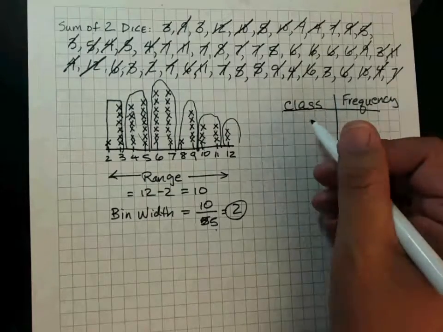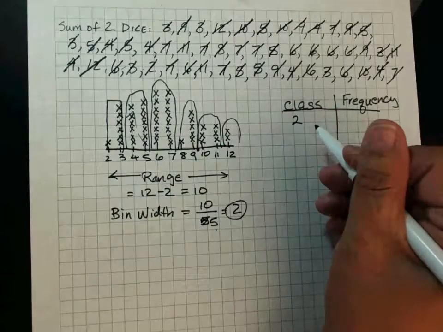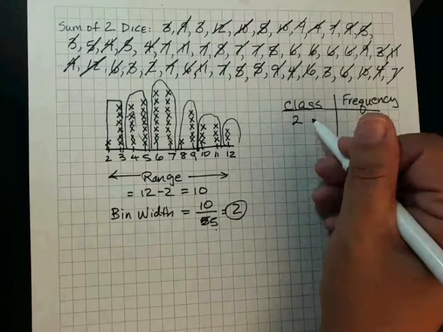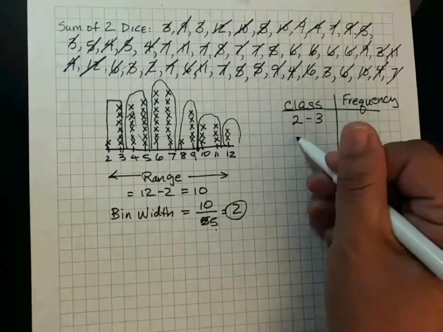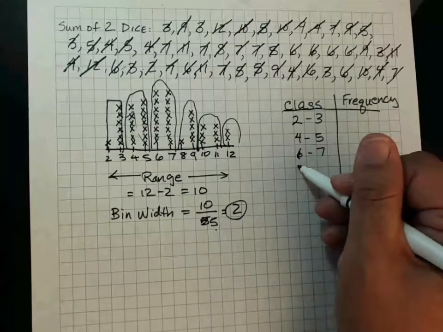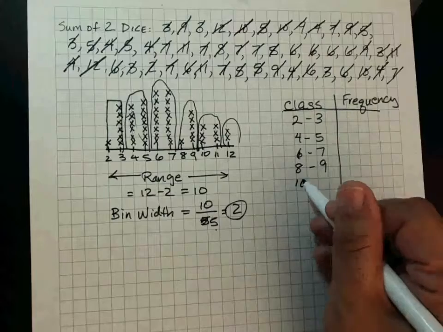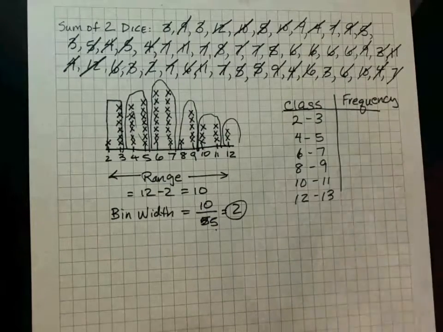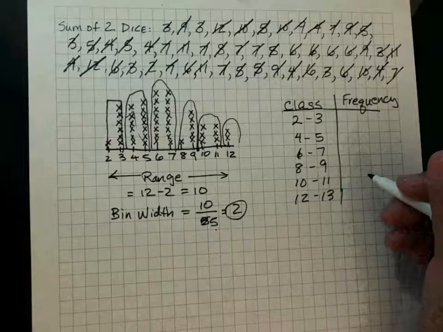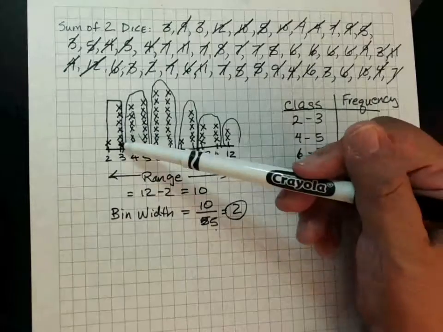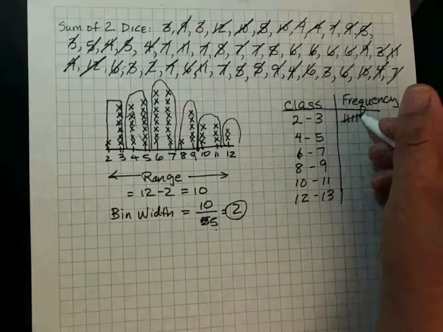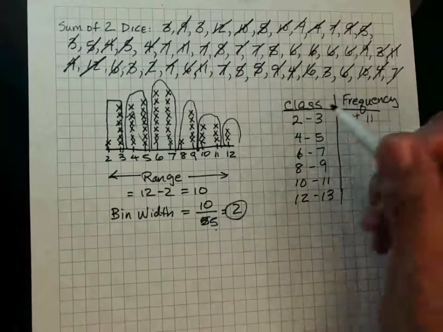For my class, I'm going to start with my lowest number, 2, and I want a bin width of 2. Since these are integers, I can say 2 to 3 will work. See how I have 2 numbers there. 4 to 5, 6 to 7, 8 to 9, 10 to 11, and then 12 to technically 13, although we can't really get a 13. But all your bars are supposed to be the same width. If I count these up, I have 7 in that bin.